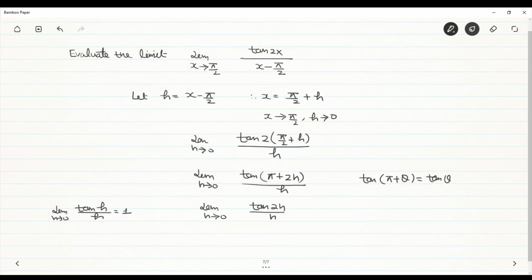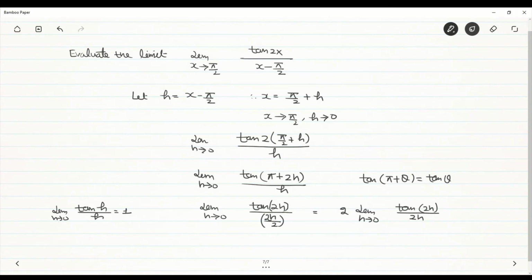So in my case the angle is 2h. Now to make this also 2h, I am multiplying the denominator by 2 and I am also dividing by 2. So if you simplify, this 2 goes to the front and it becomes 2 times limit h tending to 0 tan 2h divided by 2h.